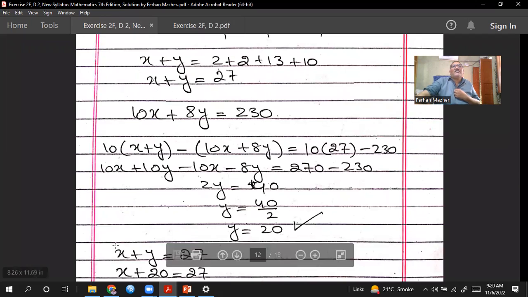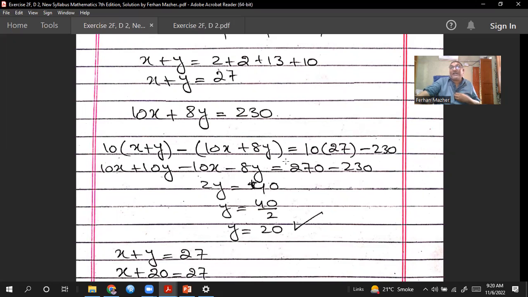So it will be 10(x + y) minus (10x + 8y) equals 10 into 27 minus 230. So you will have 10x plus 10y minus 10x minus 8y equals 270 minus 230, and 10x minus 10x will be cancelled. So 10y minus 8y will be 2y, and that will be equal to 40. So y will be equal to 40 divided by 2, and y will be equal to 20.